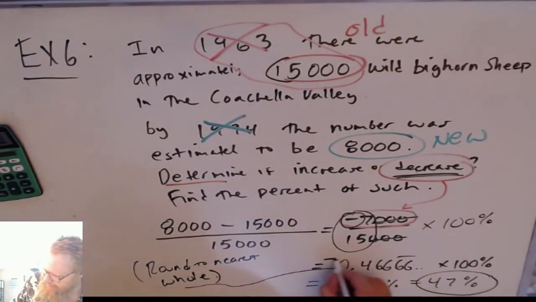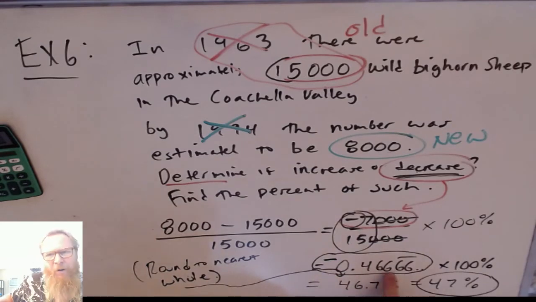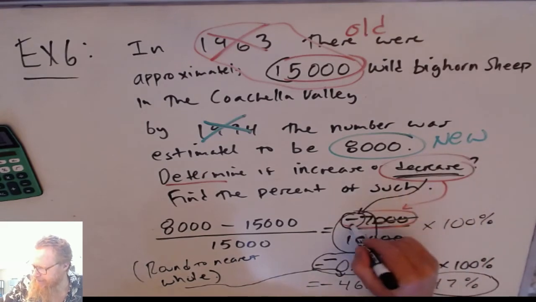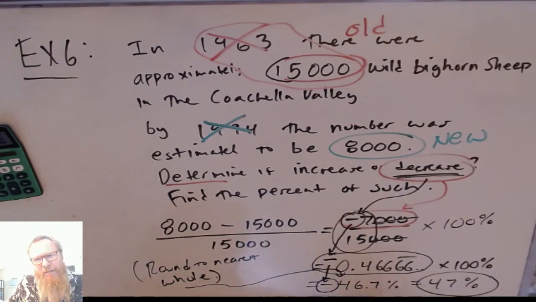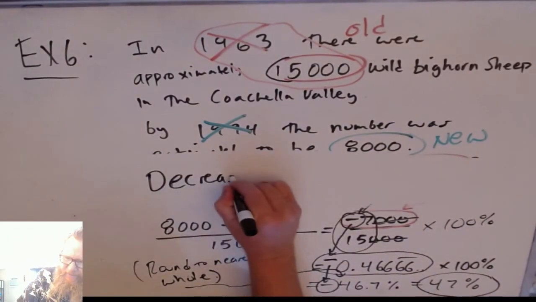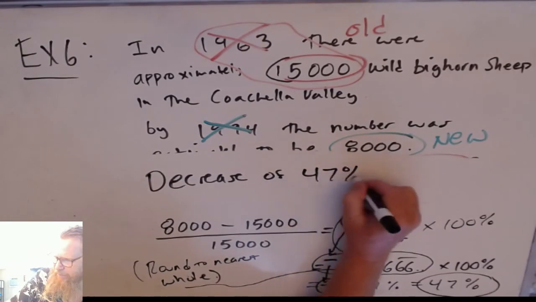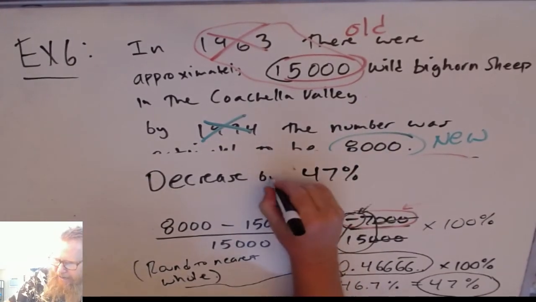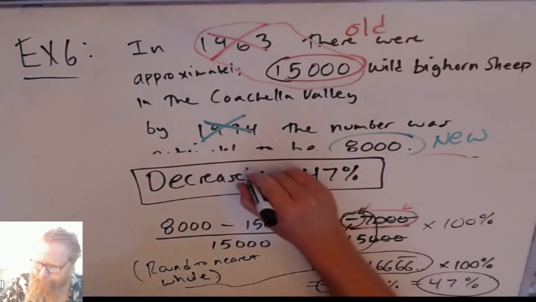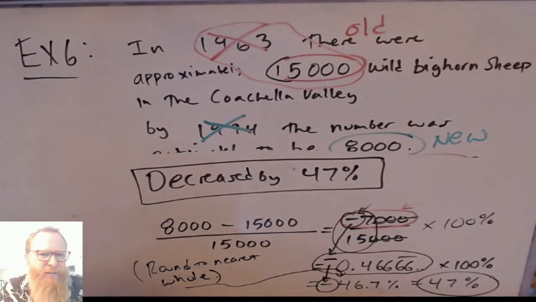Right? Technically, this is negative 46.7. Yeah, but that's just the decrease symbol. We're going to just cross that off, and we're going to say decreasing of 47%, or decrease by 47%. Decreased or decrease, I'm not really too concerned with the plurality or the past present tense of the word. Just it went down 47%.